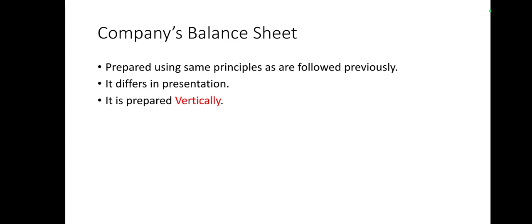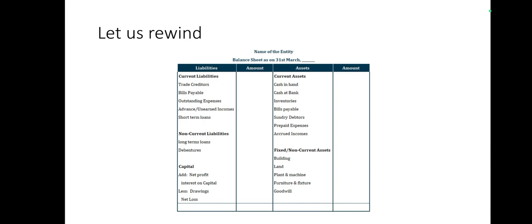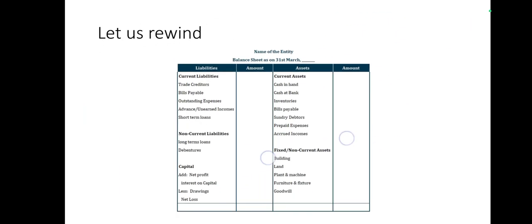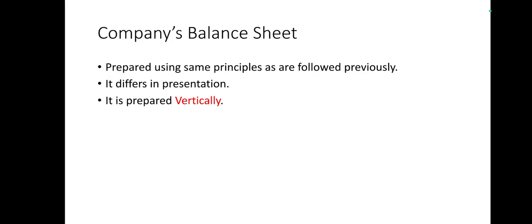The one major change between the balance sheet of a company and the balance sheet of a sole proprietor is this: the balance sheet of a sole proprietor used to be prepared in horizontal form. Horizontal form means the items used to look like this: liabilities here and assets here. But when we prepare the balance sheet of a company, the items will be prepared vertically. The balance sheet will be prepared in the vertical form, like this.